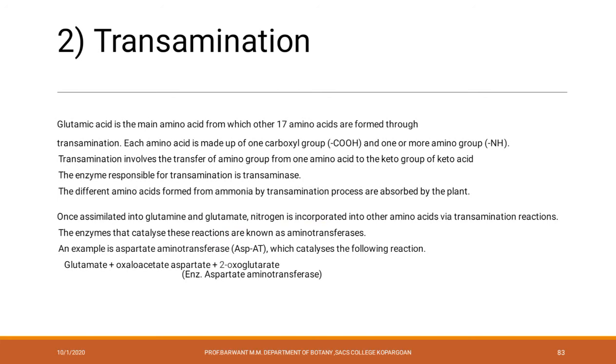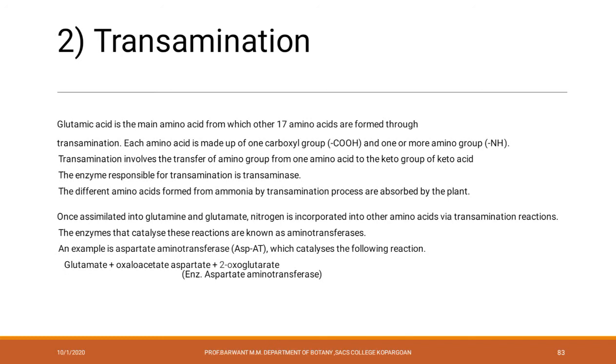Next, transamination. Glutamic acid is the main amino acid from which 17 amino acids are formed. That is an important concept. Glutamate is an important amino acid from which 17 different amino acids are formed through transamination. Each amino acid is made up of one carboxyl group and one or more amino groups. Okay, is that clear?